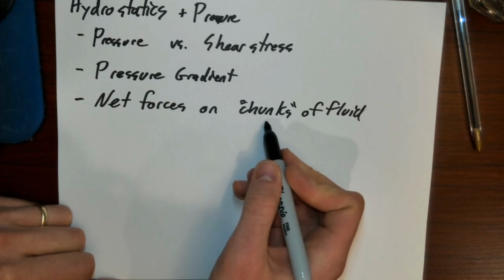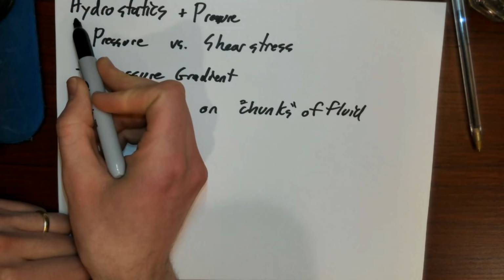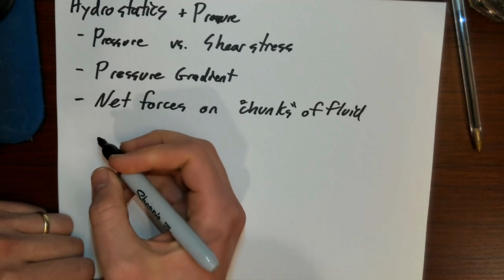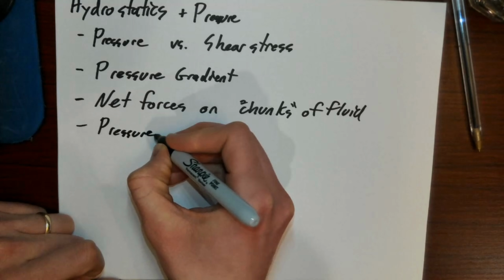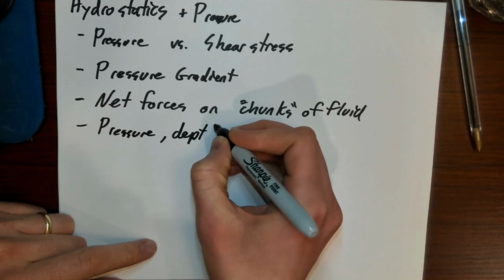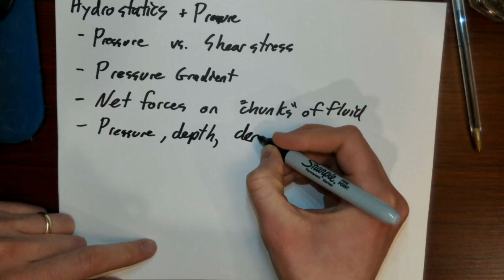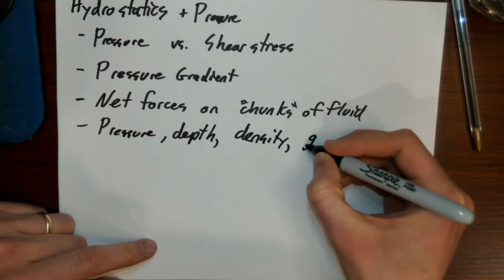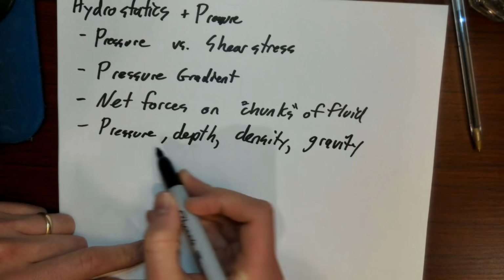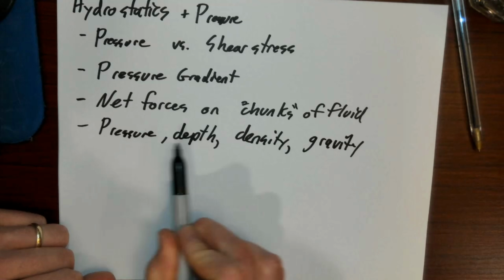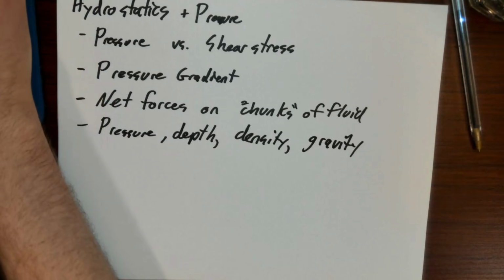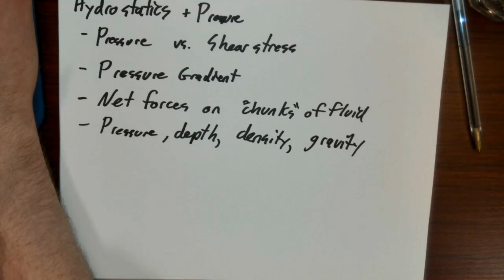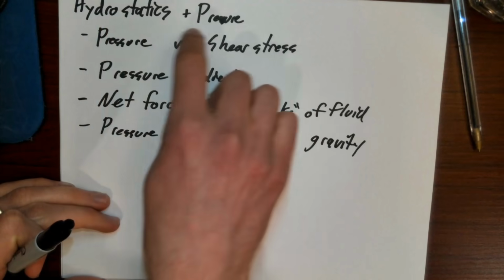And once we talk about net forces on the chunks of fluids and what sort of special cases exist in hydrostatics, we'll be able to work out relationships between pressure, depth, density, and gravity. And all this will come together in one single equation that's going to be useful in solving problems that involve hydrostatics. So let's start off by talking about pressure versus shear stress.